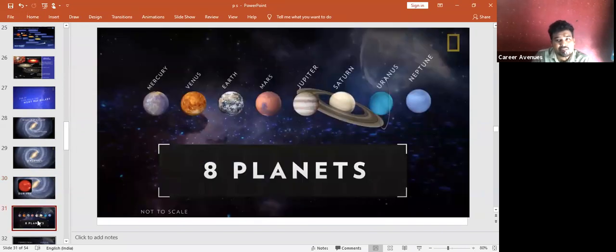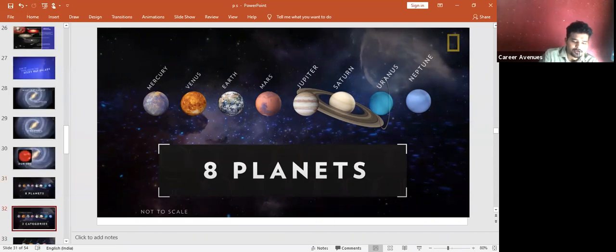So right now we have 8 planets. Yes, Pluto is not in this list. Pluto is a dwarf planet right now. I will discuss it later. So let's start with Mercury. Believe me, this is not to scale. The actual size is different. The first one is Mercury, then Venus, then Earth, Mars, Jupiter, Saturn, Uranus, and Neptune. So this is the sequence from the Sun, of the 8 planets.